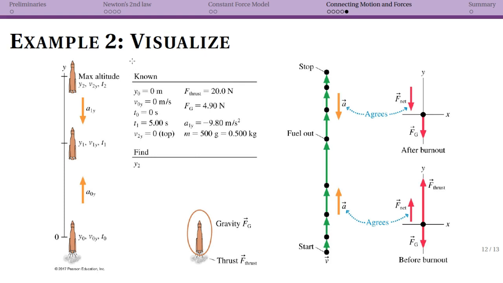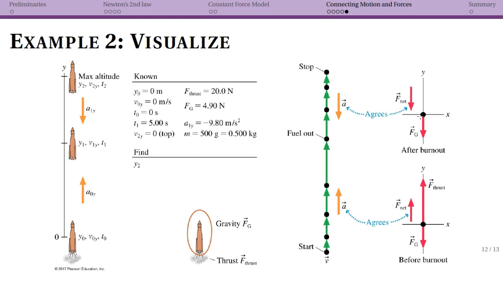So we have our motion diagram, we have our sketch. We now think about our forces. The only two forces we worry about here are our thrust force and our gravitational force. That's in this lower case when we actually have thrust. In the upper case, we only have gravity. At that point, the engine's not burning.